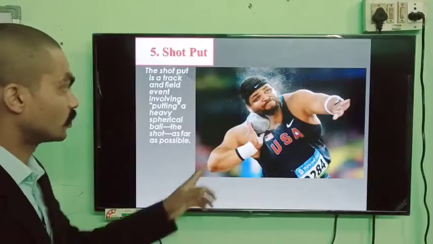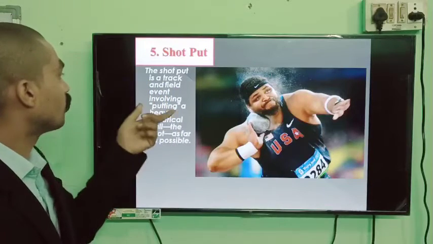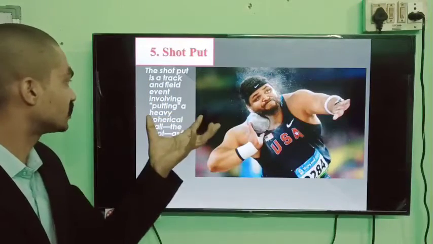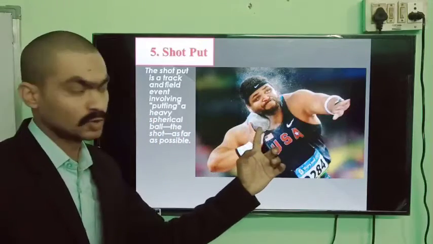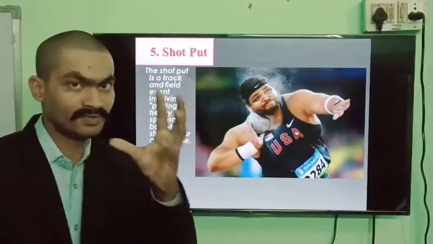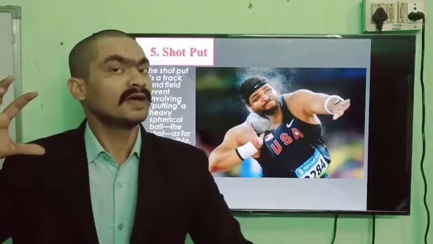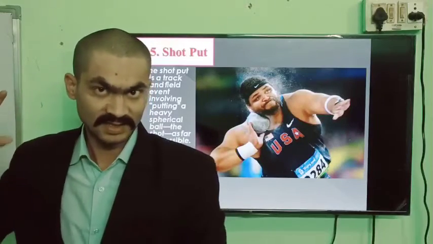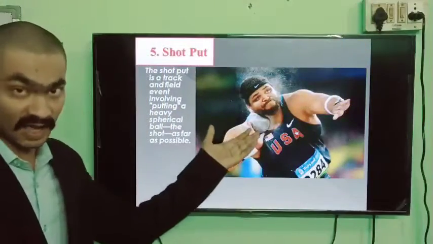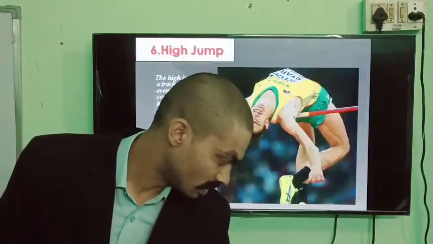Next, shot put. The shot put is a track and field event involving putting a heavy spherical ball, the shot, as far as possible. Here you can see this athlete has a spherical ball. It is held in the hand of the athlete, and the ball should be thrown to the maximum distance. Correct? This is a very heavy ball, a 5 kilogram or 10 kilogram iron ball.